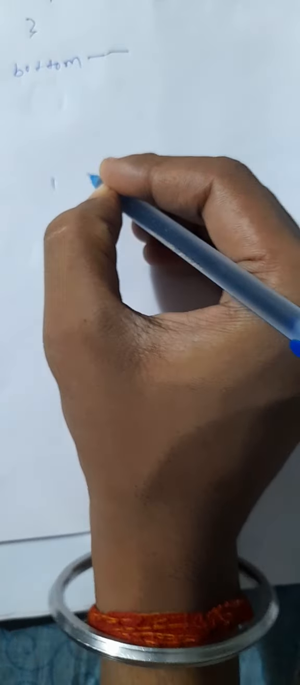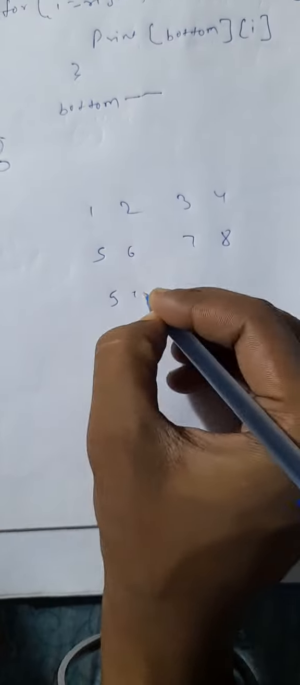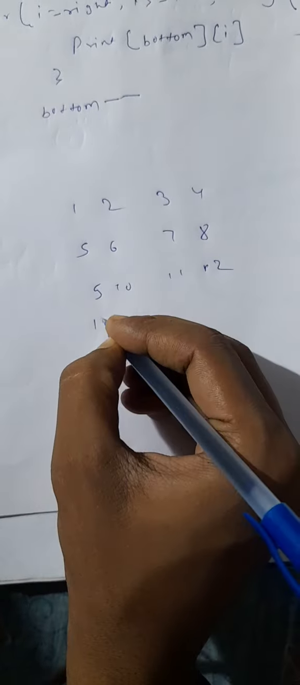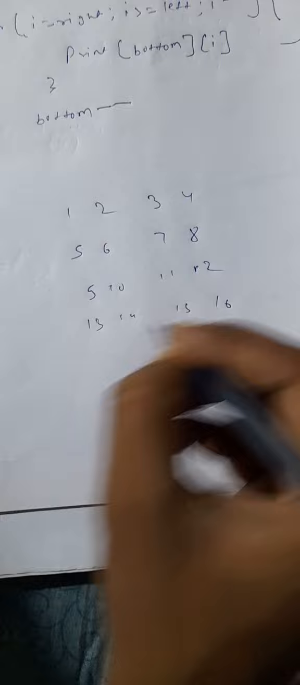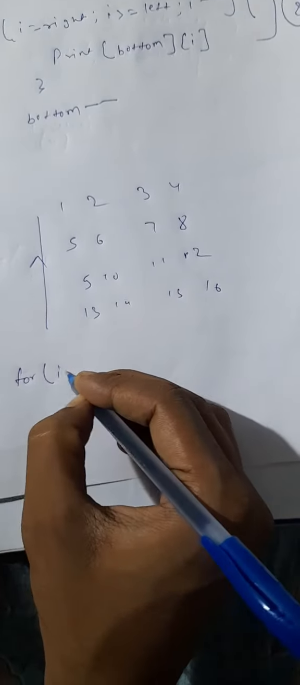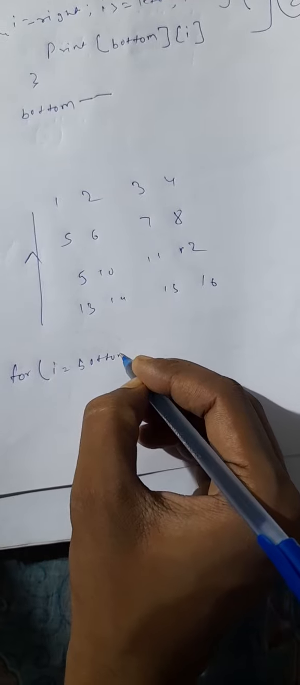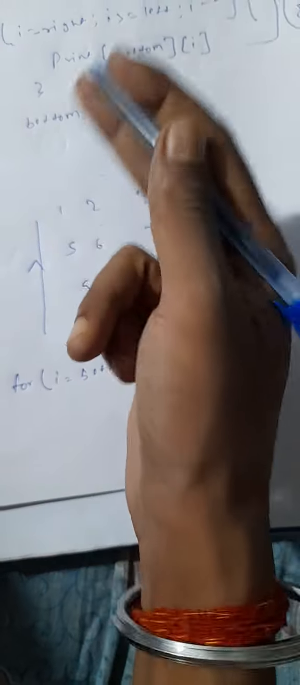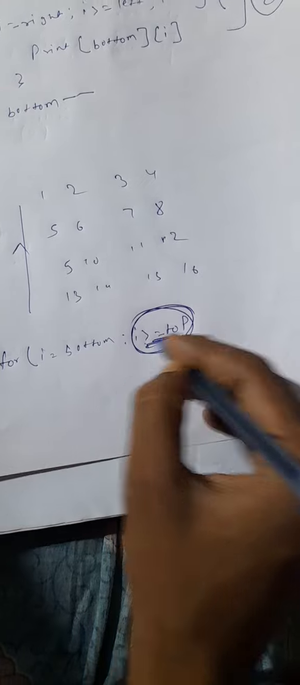This is the summary actually: 1 2 3 4 5 6 7 8 9 10 11 12 13 14 15 16. When we have to go top, so use a loop i equals bottom, and we have to go top, which is always less, so i greater than or equal to top. Top is always less. See the sign, guys, see the sign, top is always less, and i minus minus.